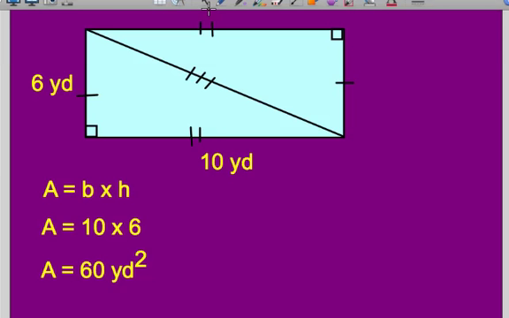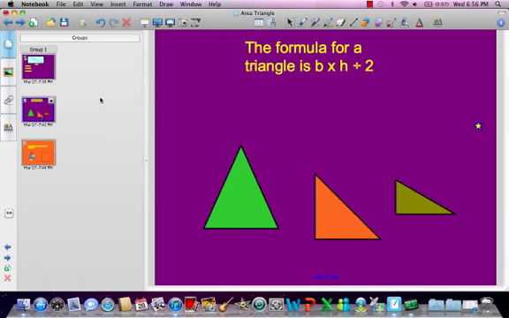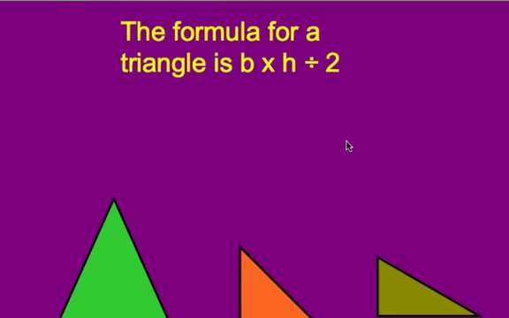So if those triangles are congruent to each other, if we wanted to find just the area of this one triangle, it would just be half the area of the rectangle. 60 yards squared divided by 2 would be 30 yards squared. So when we talk about a triangle, just remember the formula for a triangle is base times height divided by 2. You might also see that written another way.